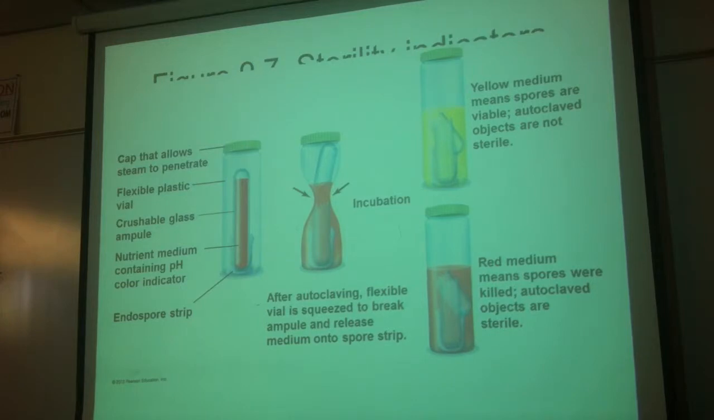So you autoclave it. It's a nice flexible tube, so you can just squeeze it and break that little ampule, which means you now have rich media on that spore strip. If you have yellow media, that means the spores are viable and were able to start growing. If you have red media, that means the spores were killed, and everything's nice and sterile. So it was a method of very clearly seeing what it took to kill these endospores. You can see how you could easily do this with just about anything you're trying to watch and see if it grows. I thought it was a nice, very visual method of seeing what's happening.